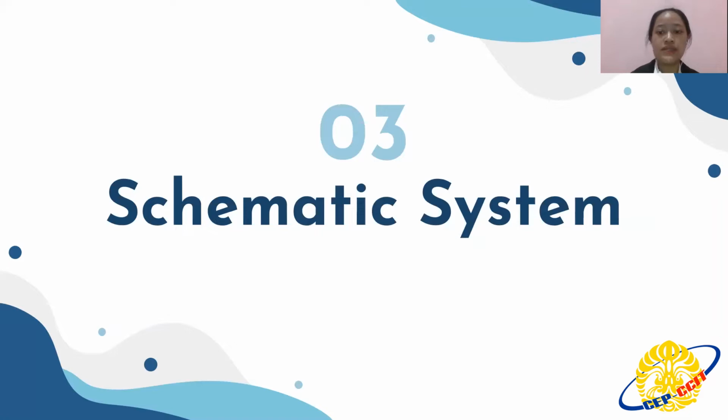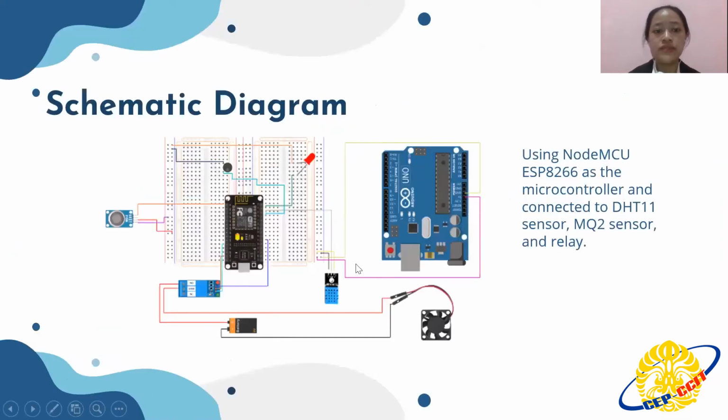So next is the schematic system of our project. This is our schematic diagram that we use for this project. Like I've said before in components and tools, we use Node MCU and Arduino Uno and some sensors. For the sensors, we use MQ2 to detect combustible gas and smoke, and DHT11 to detect the room temperature and humidity, and DC fan and buzzer and LED and relay, and also a battery to turn on the DC fan if the sensor value exceeds the determined limit that we set.